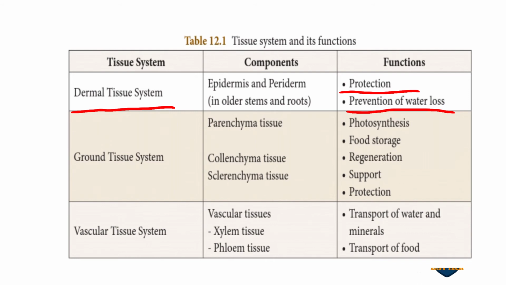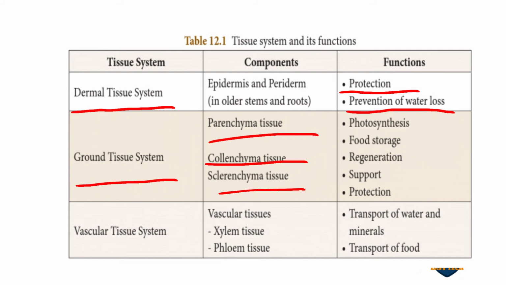There is no water in the summer season, and if excess water is lost, the plant will die. That function is governed by the cuticle. Next, the ground tissue system. It is cortex, endodermis, pericycle and pith. It is made up of parenchyma tissue, collenchyma tissue and sclerenchyma tissue. Its functions are photosynthesis, food storage, regeneration, support and protection.